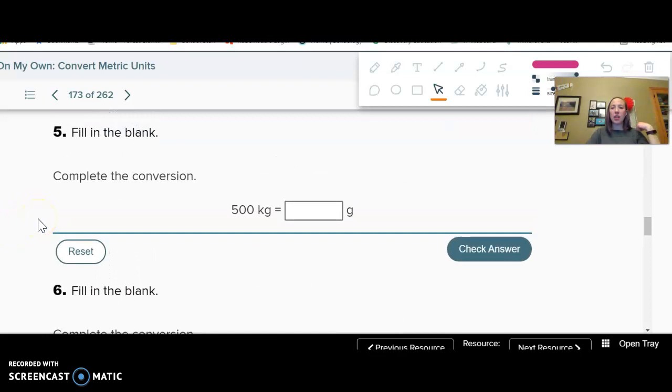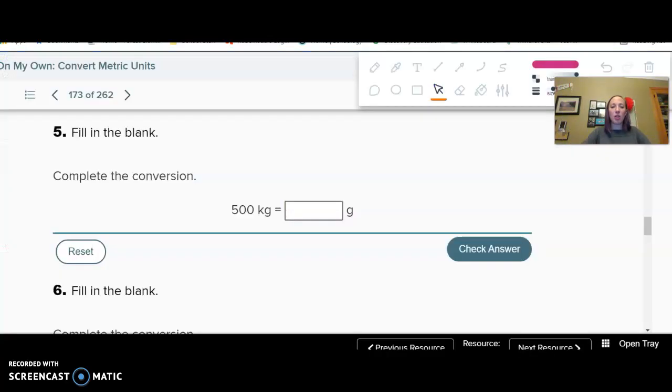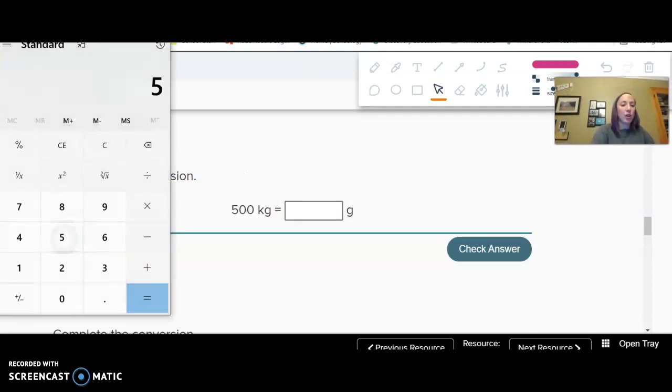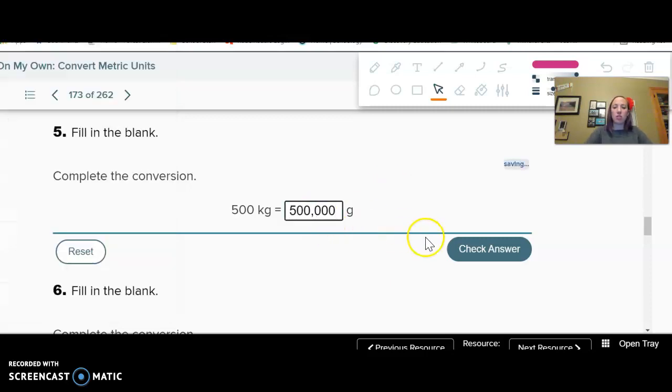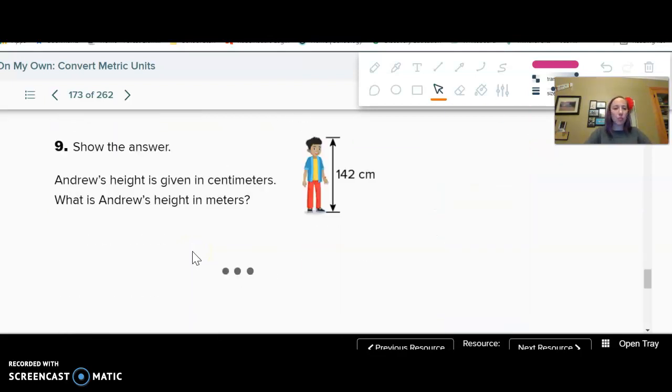All right, 500 kilograms is how many grams? Did you get it? Well, if we think, okay, kilograms are over here, grams are just the regular unit, 3 jumps away, so it's 1,000 times bigger. Kilograms are bigger than grams, so we need to multiply times 1,000. And if we do 500 times 1,000, hopefully you know that's 500,000. Okay, so lots of grams in that many kilograms. All right, we'll do one more.